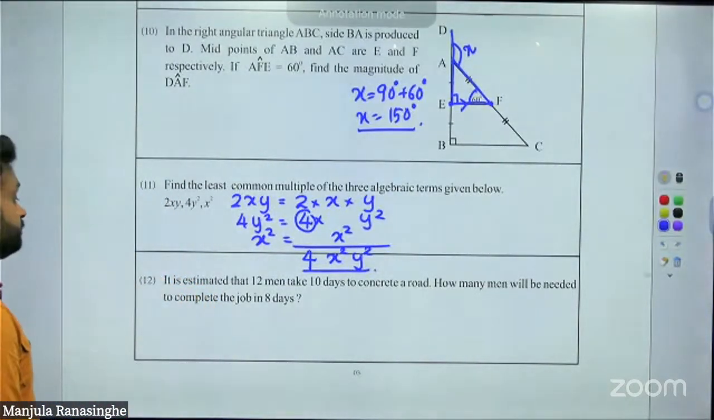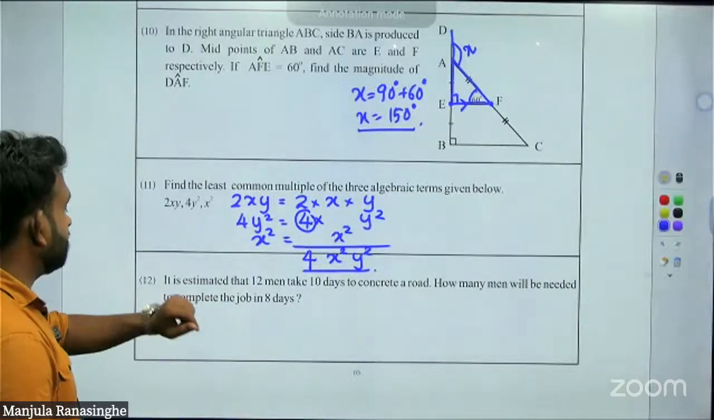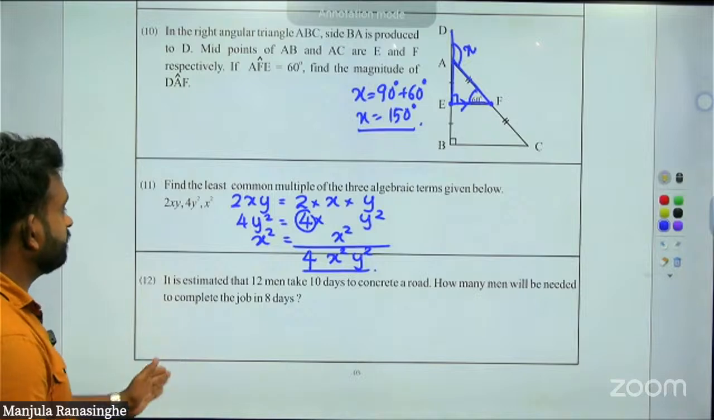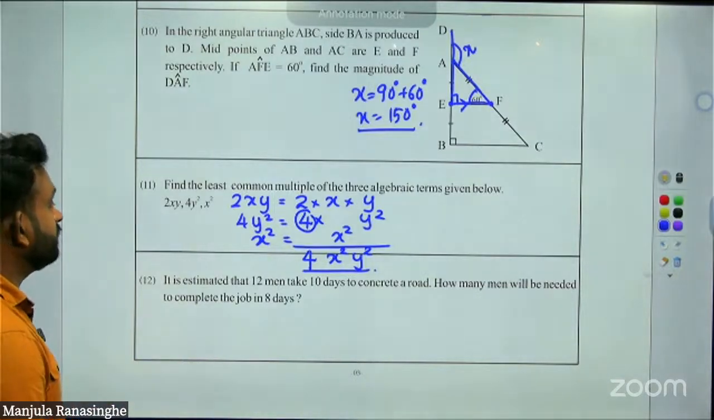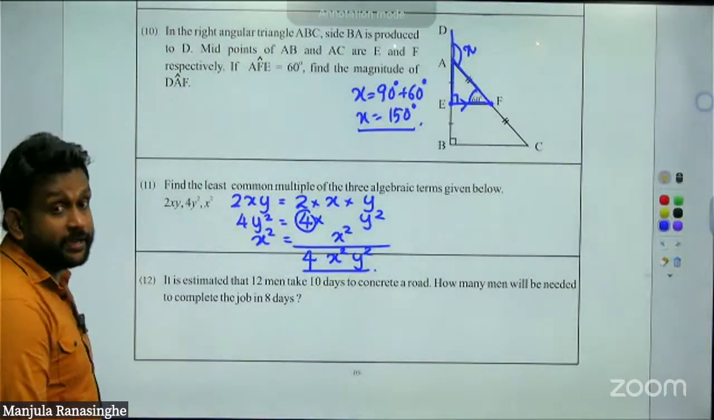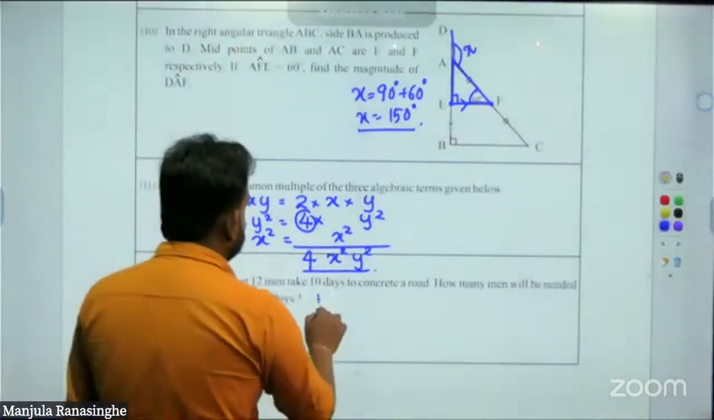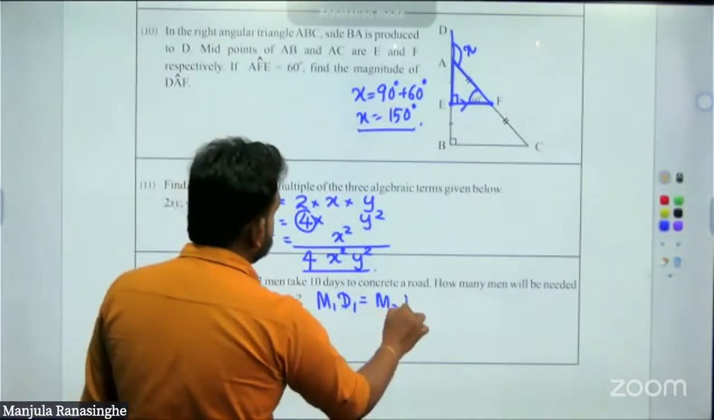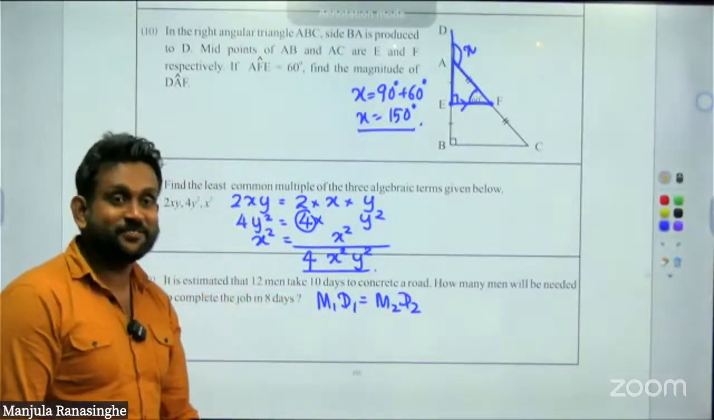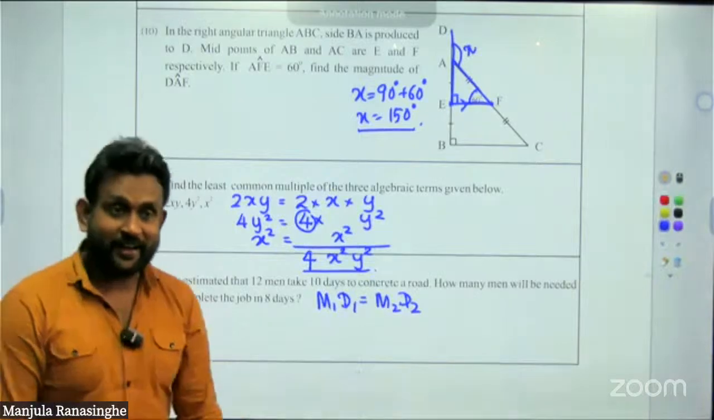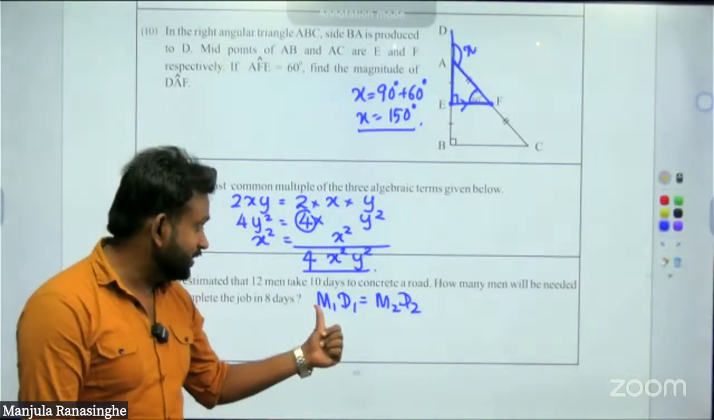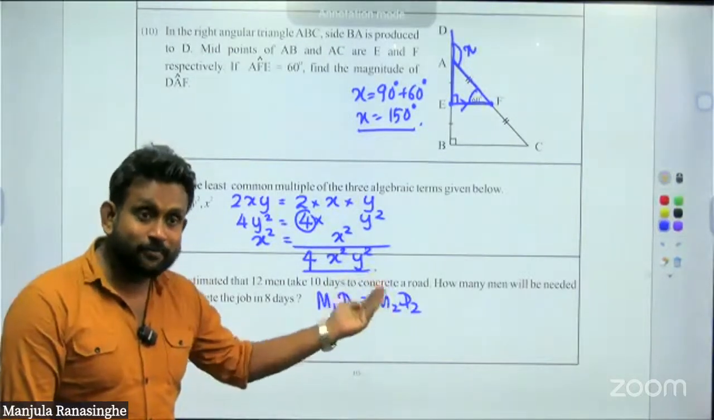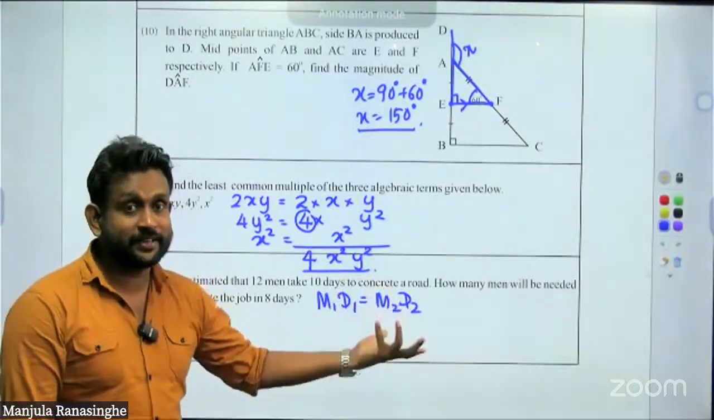Right, correct them. It is estimated that 12 men can take 10 days to complete a road, 12 men 10 days. How many men will be needed to complete the job in 8 days? All the time I have mentioned my formula, M1 D1 equals M2 D2. You can apply this formula also. So how to do that? The man-days of the first scenario equals the man-days of the second scenario.